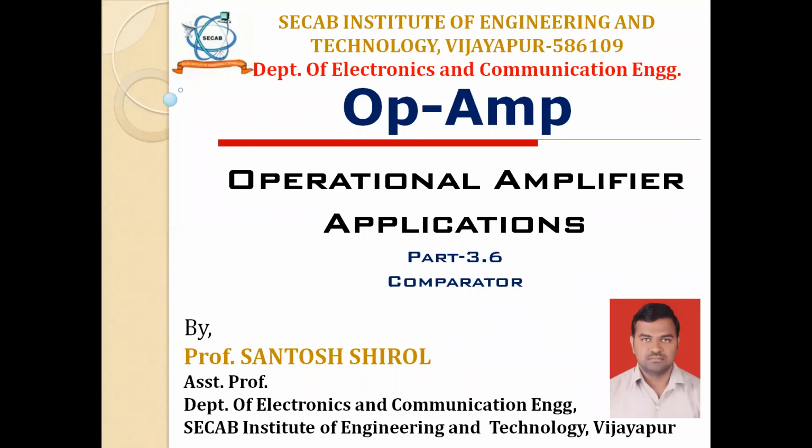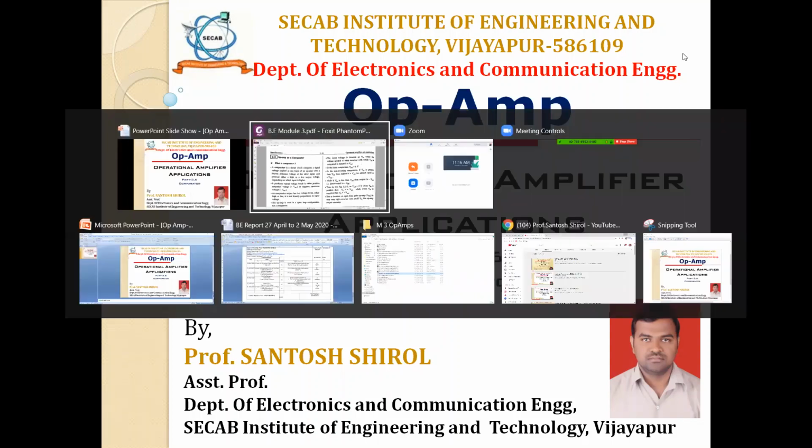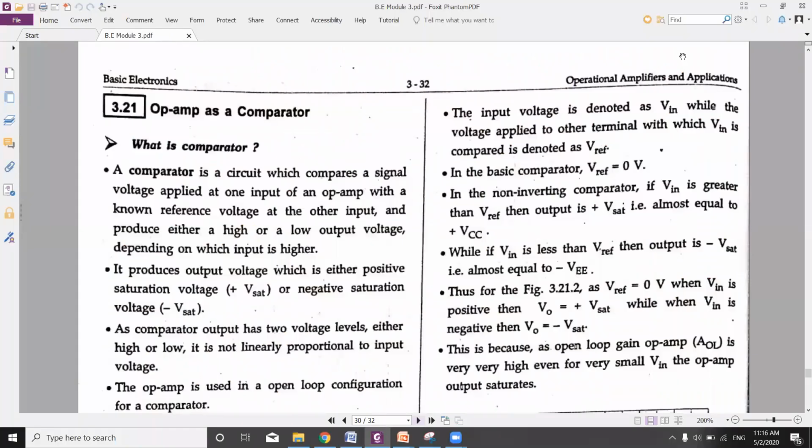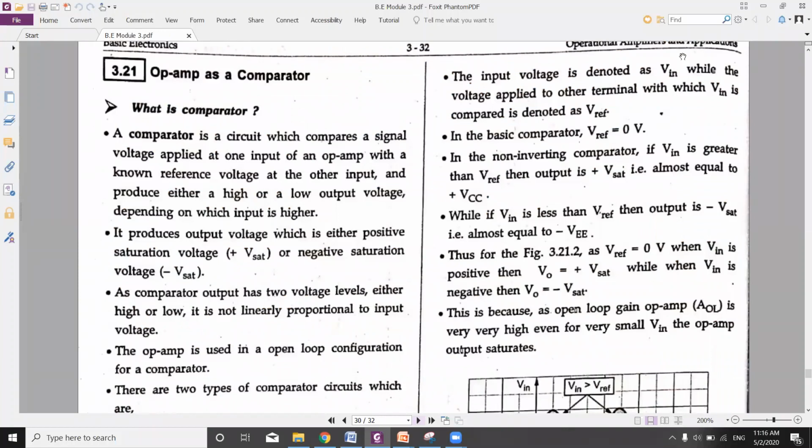Last video lecture was on operational amplifier applications, and in this video we'll be discussing the comparator. So let us try to understand what a comparator is and how an op-amp can be used as a comparator. A comparator is a circuit which compares the input signal applied to one of the input terminals with a known reference voltage that is applied to the other input terminal.